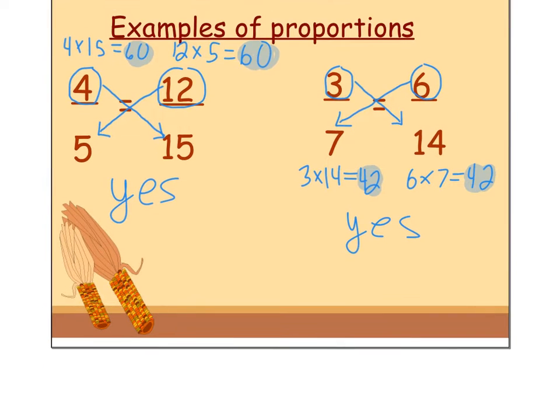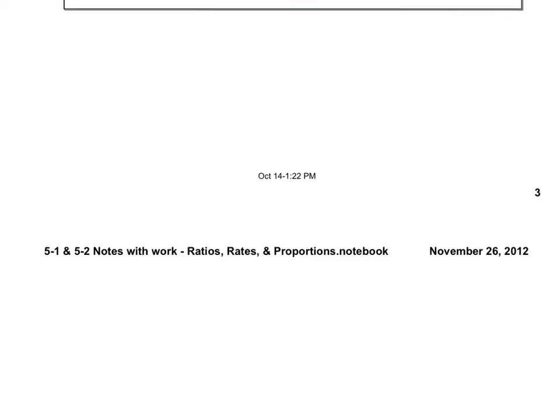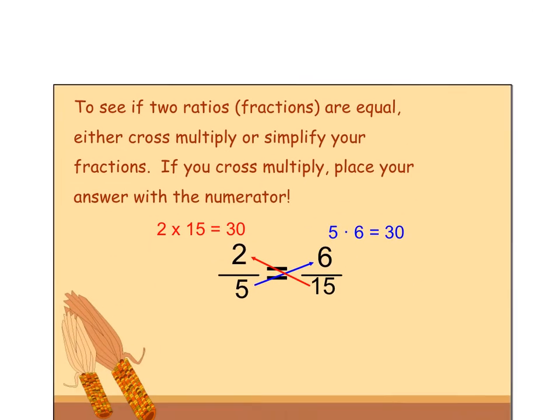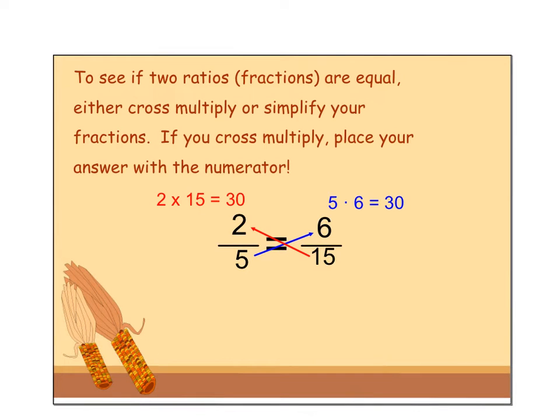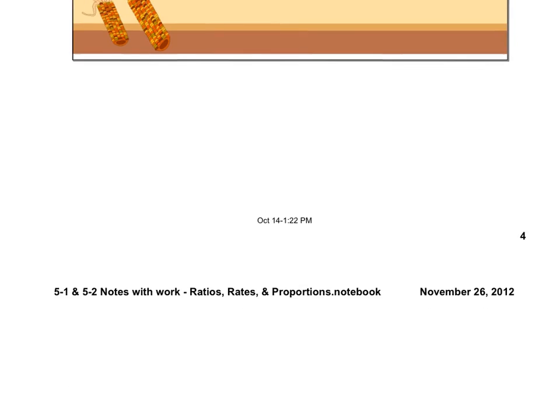As we move down the notes, here's a slide that is just showing you exactly what we just did, so we can see if the two ratios or the two fractions are equal by cross multiplying. In this example, they did 2 times 15 and got 30. And they did 5 times 6 and also got 30, so they know that those two fractions are proportional.